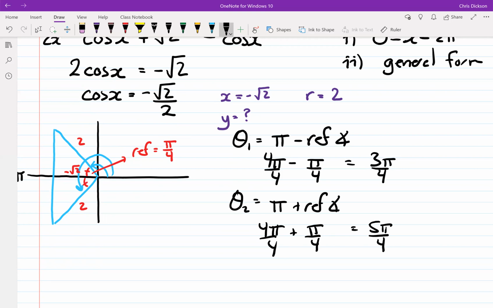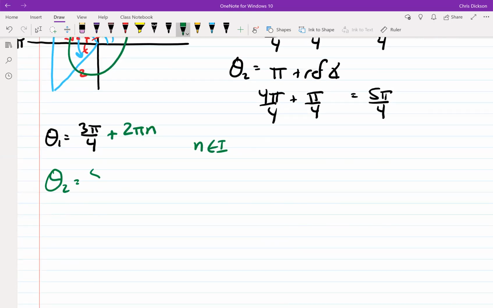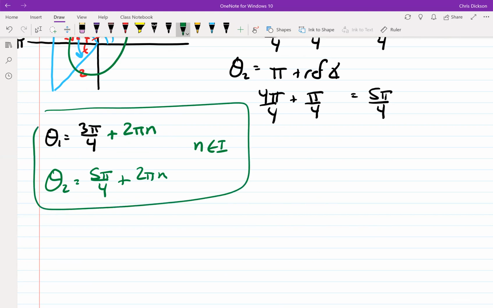Now the general solution is basically finding coterminal angles. So we would say theta 1 is 3 pi over 4. Now what I want to do is get back to that place. I want to go around once to get back there. So I'm going to add 2 pi n, okay? And n is an element of I. And then I go theta 2. Well, that's going to be your 5 pi over 4, the second one you found, plus another rotation, plus 2 pi m. So there would be your general solutions for those two kinds of questions.